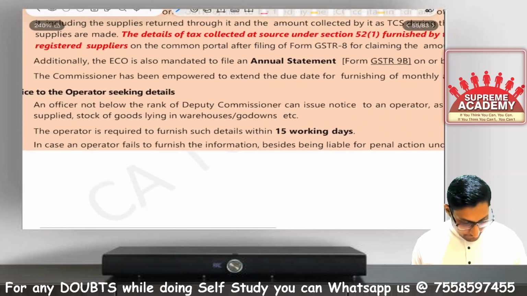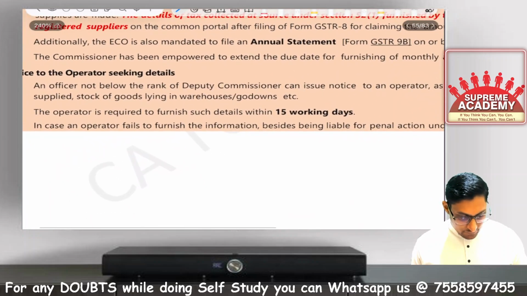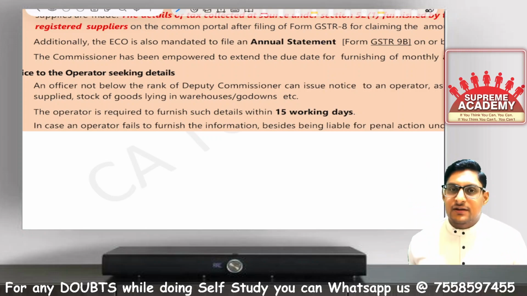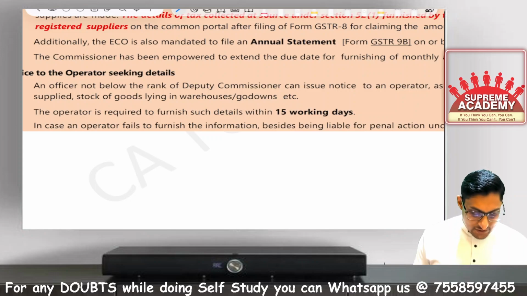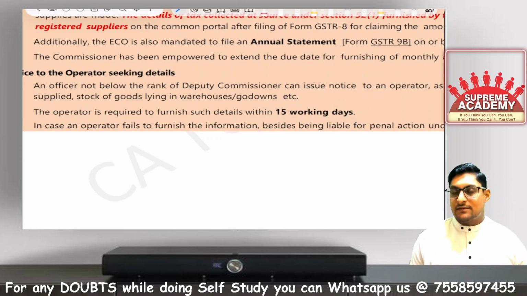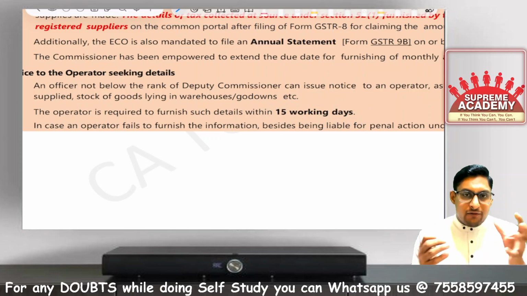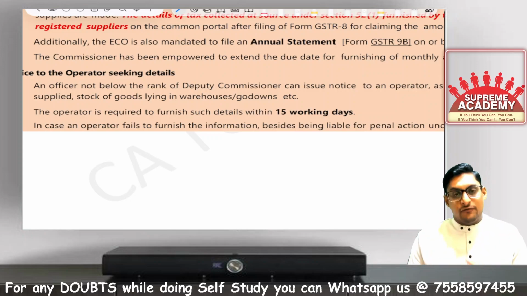Then next, notice to the operator. When the e-commerce operator receives a notice, the first thing to check is that the notice should be issued by a commissioner or an officer not below the rank of a deputy commissioner, and the e-commerce operator has to reply to that notice within 15 working days. The commissioner should get the reply within 15 working days with whatever information he has sought from the ECO.